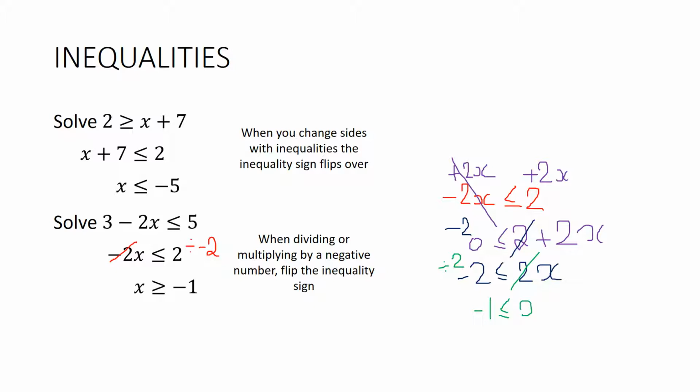And now I'm going to turn it all around. And what happens when we turn it all around? The sign flips. Okay, now this is quite a long way of doing it. This rule is much quicker. So whenever you're dividing or multiplying by a negative number, you flip the inequality sign.